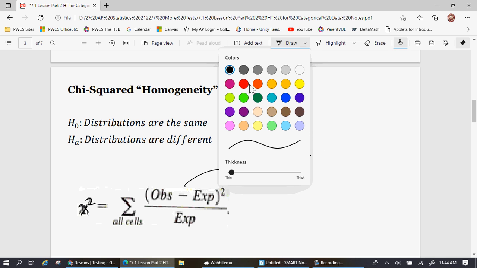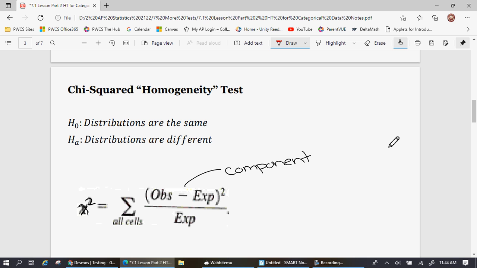The thing that's different here, not the least of which is the test we choose on the calculator, is the way our hypotheses are set up. What we're trying to do is see, say we have two different categories, how things are distributed across one category in the other category, and we want to know if they're the same. If they're the same, they're homogeneous. If they're not, then we could say they're different. That will probably make more sense when we look at an example.